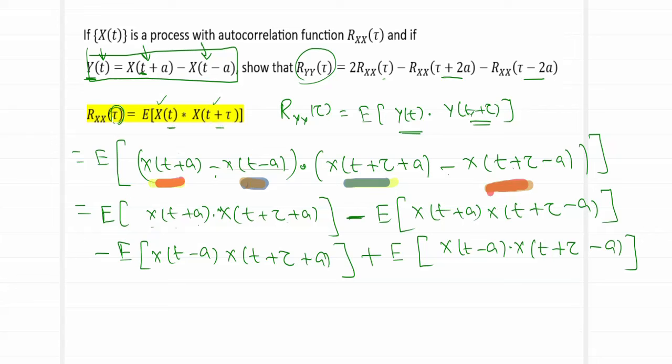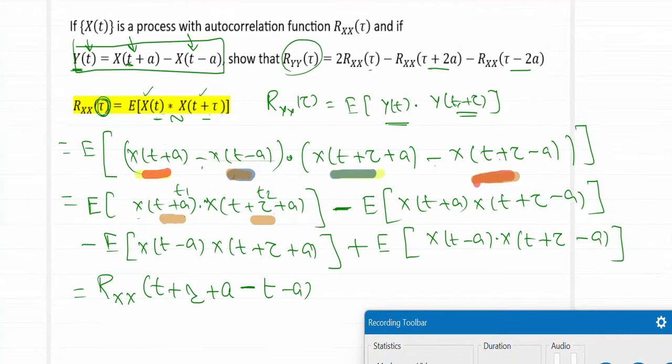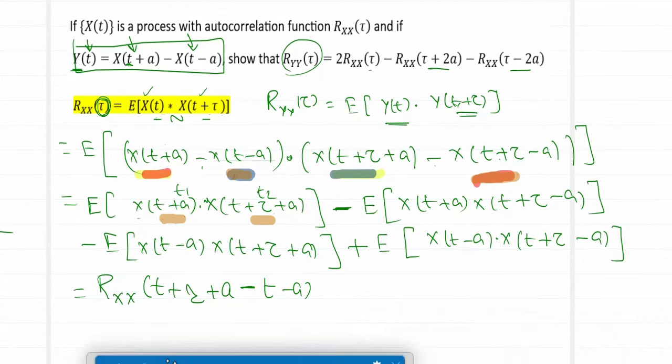How is this tau obtained? Tau is obtained as the difference of these two time parameters. In which case, this is my time parameter, this is my next time parameter. What I'll have to do is write this as Rxx of tau. What is tau? It is the time difference between the first and the second term. So it is t plus tau plus a difference, so let me take it as minus t minus a. This is your time 2, this is your time 1, and tau is going to be your time 2 minus your time 1.